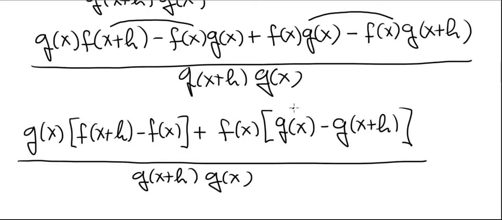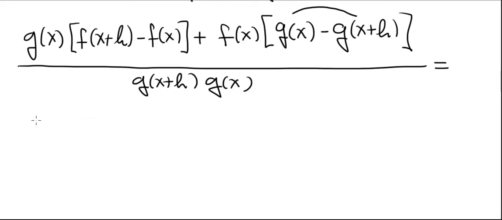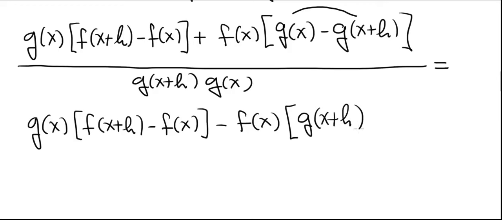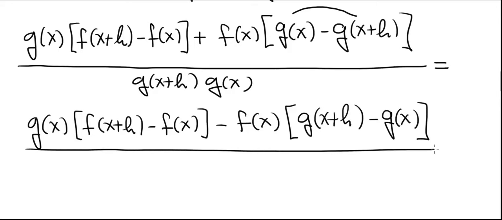Now we want to turn these around. We want g(x+h) to lead instead of being subtracted from g(x). So we're going to factor out a minus 1, and that will give us the following. The first part doesn't change, so it's g(x) times f(x+h) minus f(x), minus f(x) times g(x+h) minus g(x), and this is divided by g(x+h) times g(x). And this is the end of step number 2.